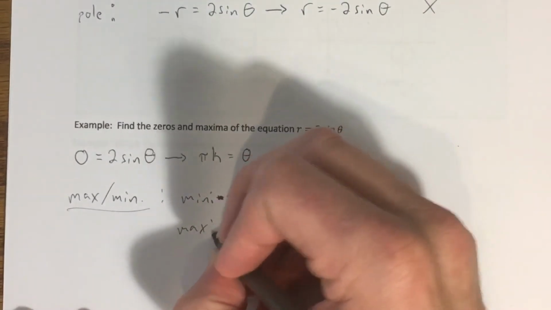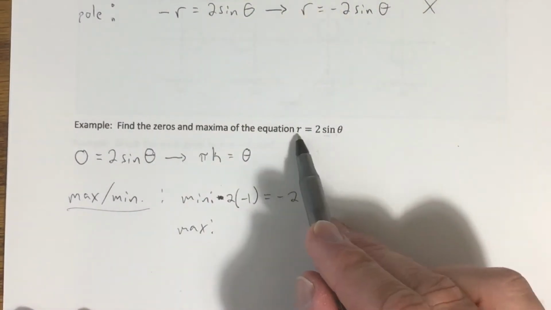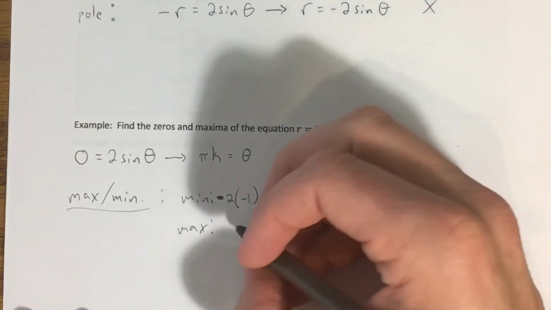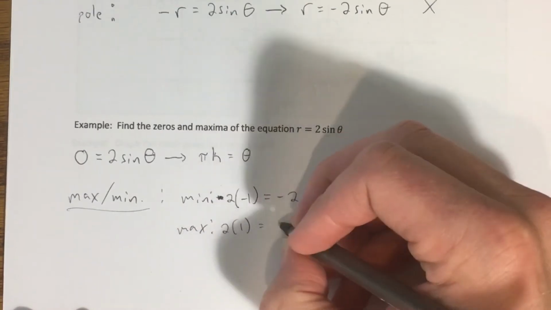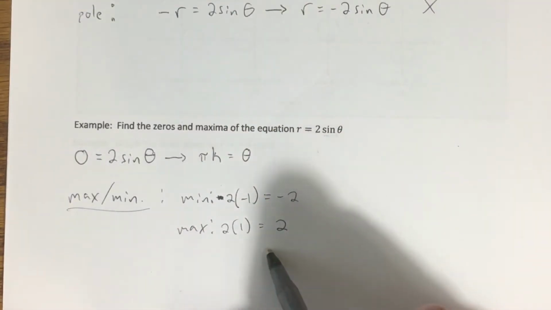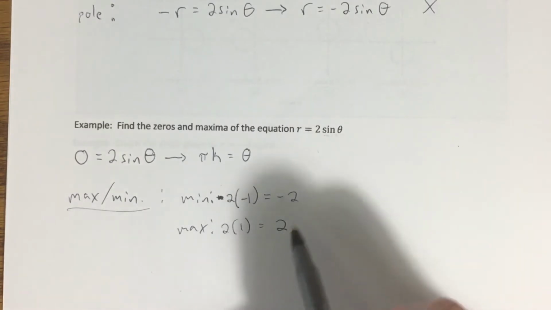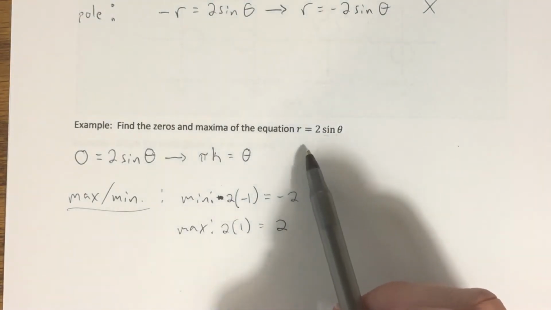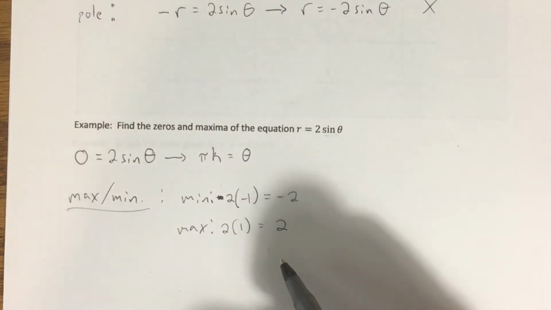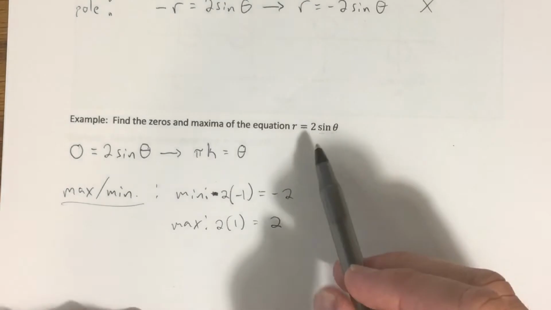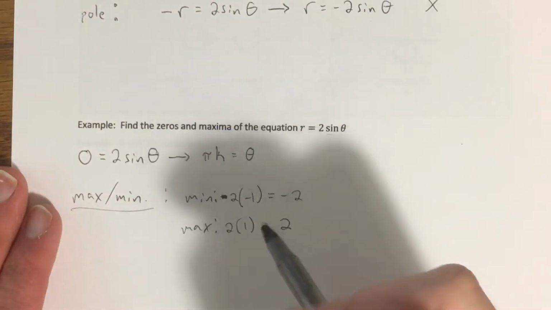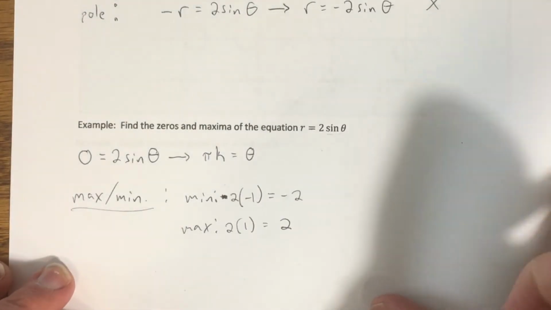Similarly, the maximum value I can get for r is going to be when sine is equal to +1, because that's as large as sine can be. 2 times 1, which is 2. Okay, so r is minimized at -2, maximized at +2, which means for any point on this graph, the value of r is always going to be something between -2 and +2. That means no point on this graph can be more than 2 units away from the pole. So this gives us more useful information.